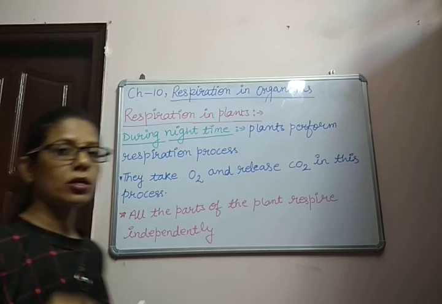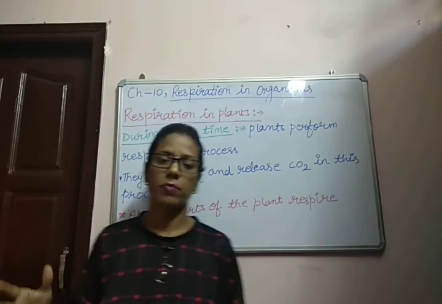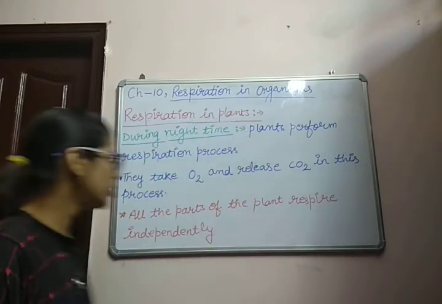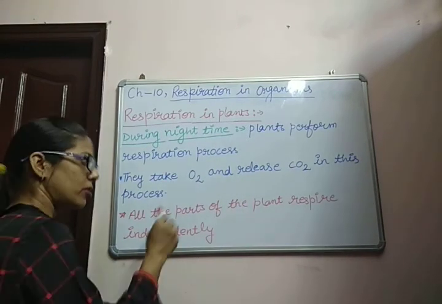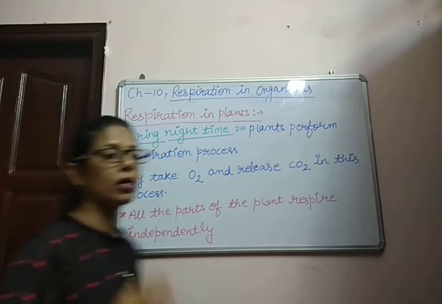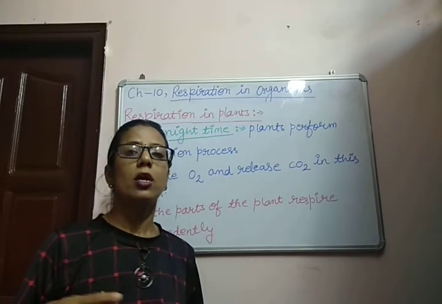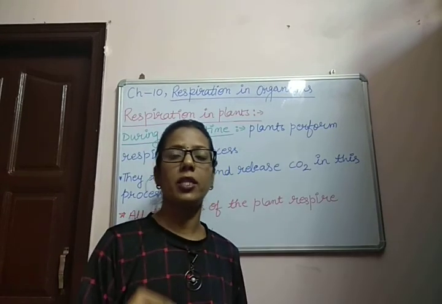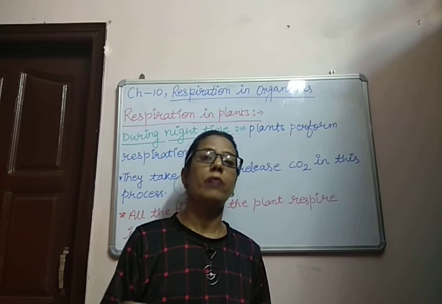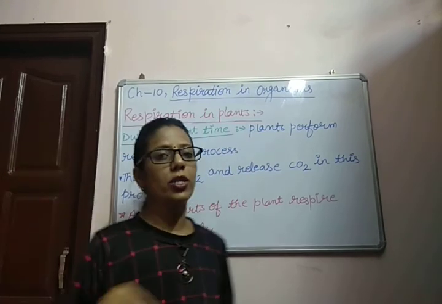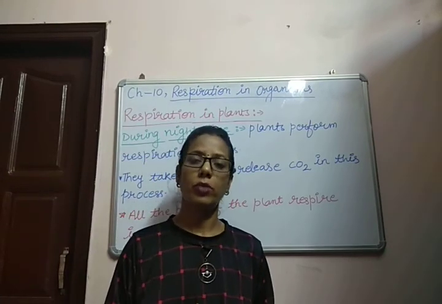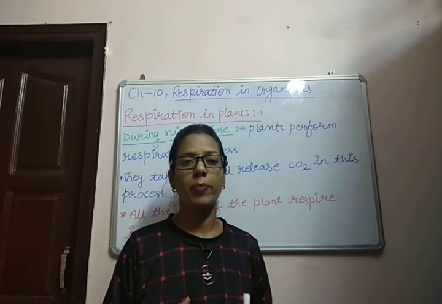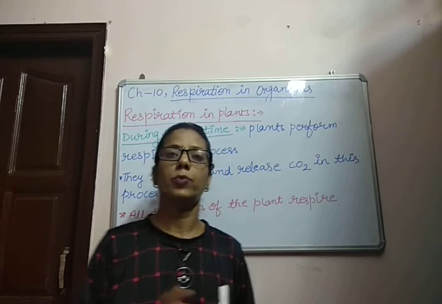And unlike human beings and other animals, plants do not have any respiratory system. And so each part of the plant respires independently. Like for the photosynthesis process, leaves are responsible. Only in the leaves is the chlorophyll pigment present, and they can prepare food in the leaves. And from the leaves the food is transported to each and every part of the plant. But each part of the plant respires independently, because they do not have any respiratory system.